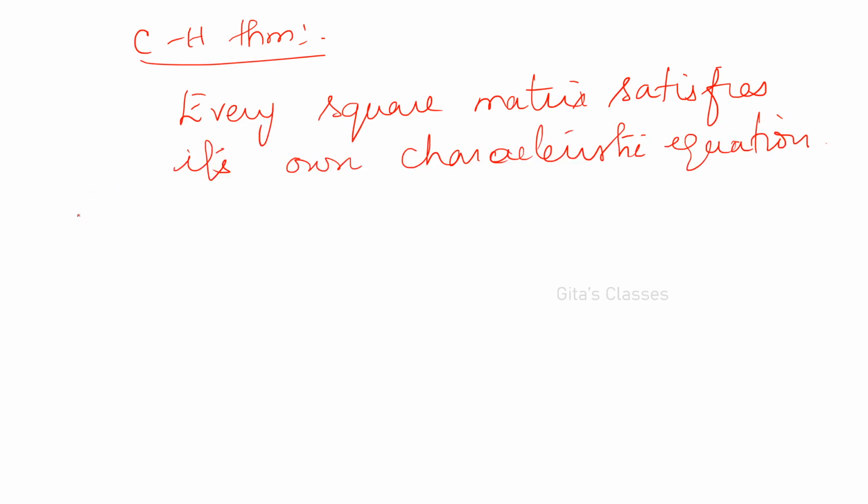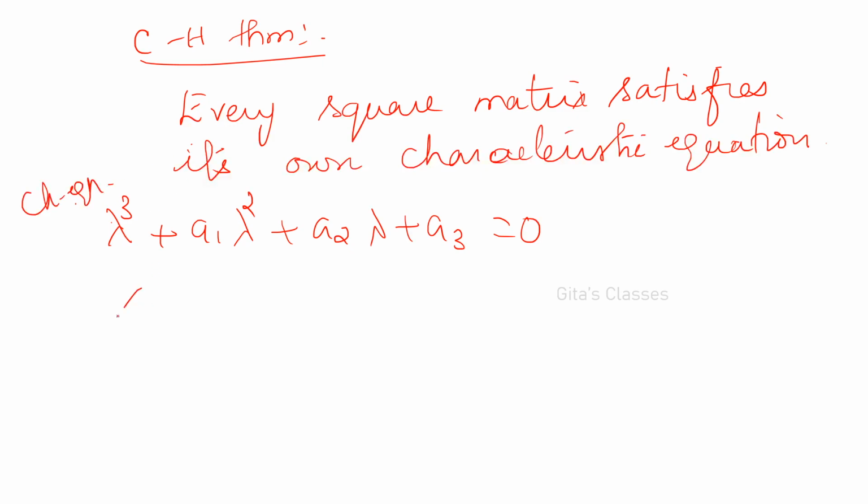So verification means you find the characteristic equation: lambda cube plus a1 into lambda squared plus a2 into lambda plus a3 is equal to 0. This is for a 3 by 3 matrix. Maximum 3 by 3 only you will be getting. Okay. So you will be getting this equation. This is the characteristic equation. So satisfying means you must get A cube plus a1 into A squared plus a2 into A plus a3 I is equal to 0. So it should satisfy.